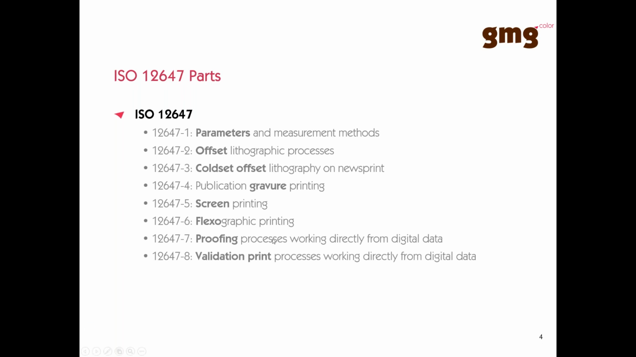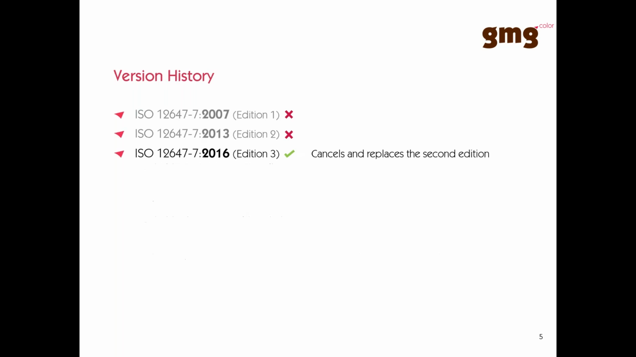Number 7 describes the proofing process. That's the one we are talking about today. And number 8 describes validation print. That defines parameters for the color management in production printing with toner-based systems and large format printing. All parts are linked to each other, as changes in one part might be relevant for the other parts too. This means the changes in part 7 for proofing influence the other parts as well.